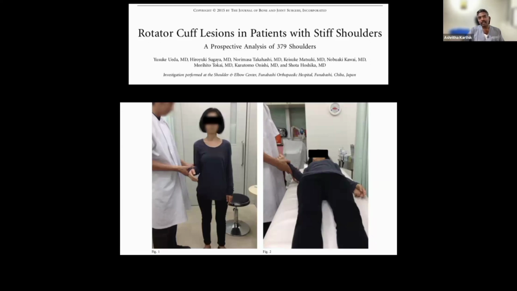So here they looked at rotator cuff lesions in patients with stiff shoulders, and they found any patient who had 0 or less than 10 degrees of external rotation had no problems with their cuff. The cuff was normal. But any patient who had more than 30 or 40 degrees of external rotation actually had a partial thickness or full thickness cuff tear. So one thing you can be sure of, if the patient has 0 or less than 10 degrees of external rotation, is that this patient is a primary frozen shoulder.